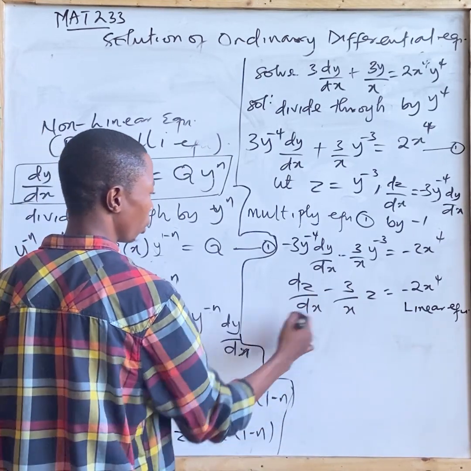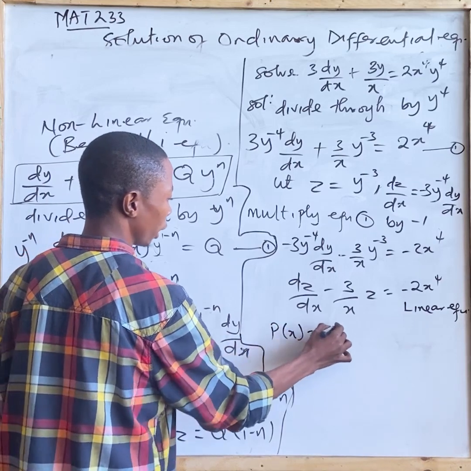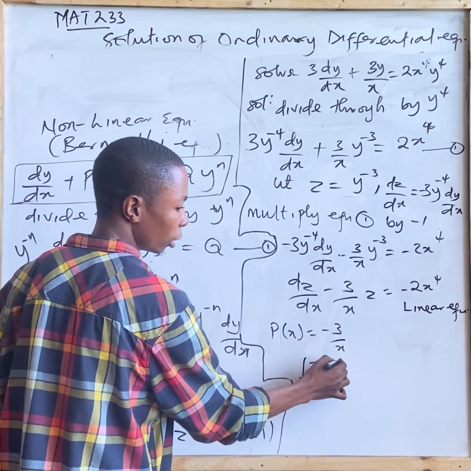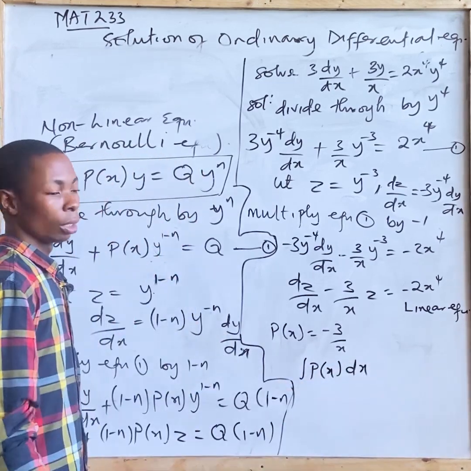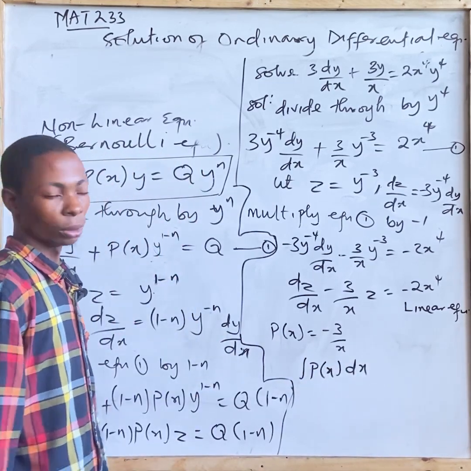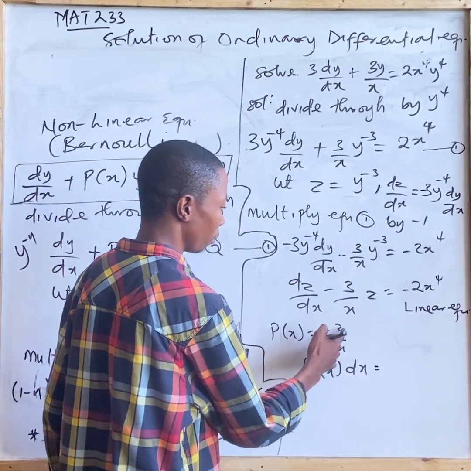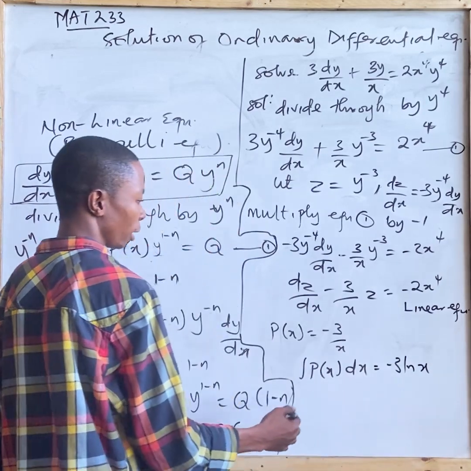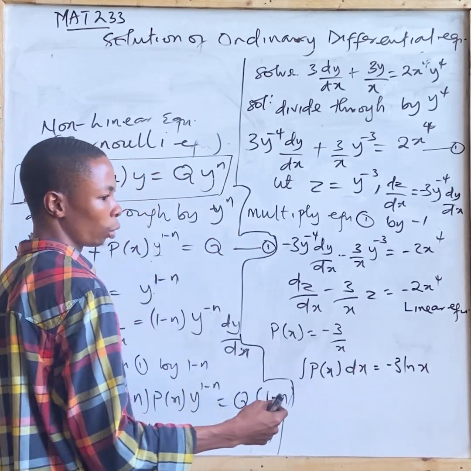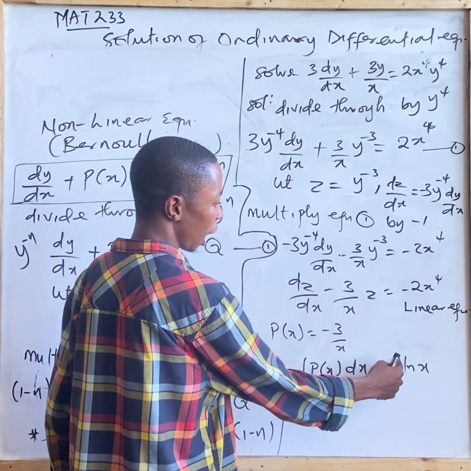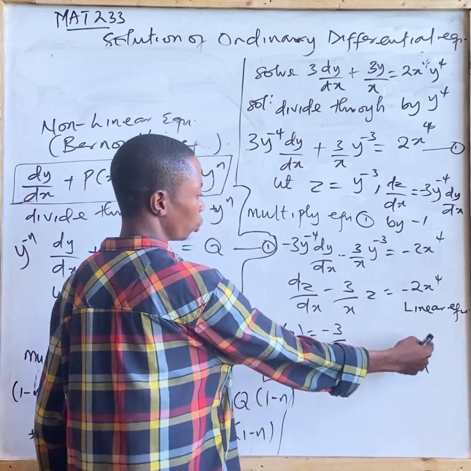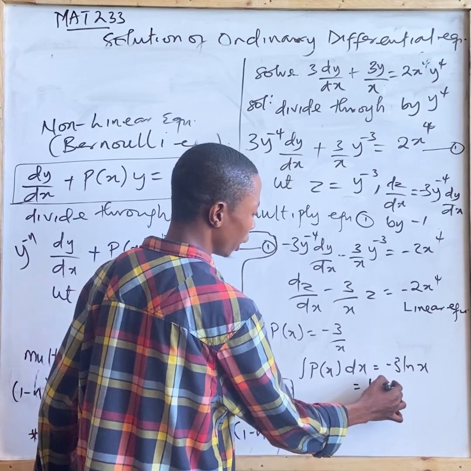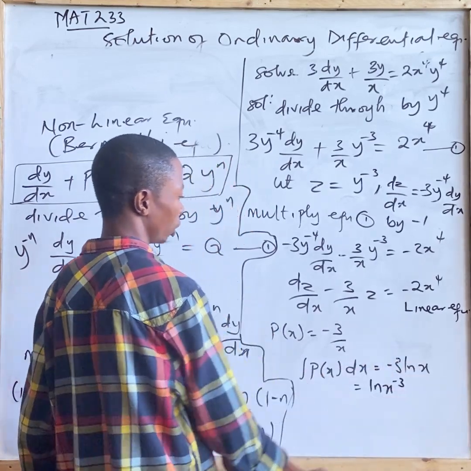So this is my P(x). P(x) is minus 3 over x. Then I'll integrate P(x) with respect to x. So if I integrate P(x) with respect to x, it means I'm integrating minus 3 over x. That's minus 3 ln x. And you know from properties of logarithm that if a logarithm has a power, the power can turn to a coefficient. So my integral of P(x) will just be ln x^-3, if I bring this minus 3 to this part.